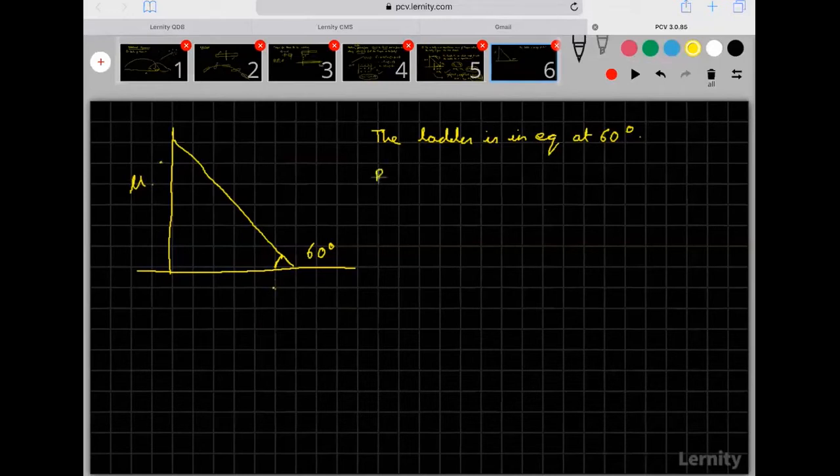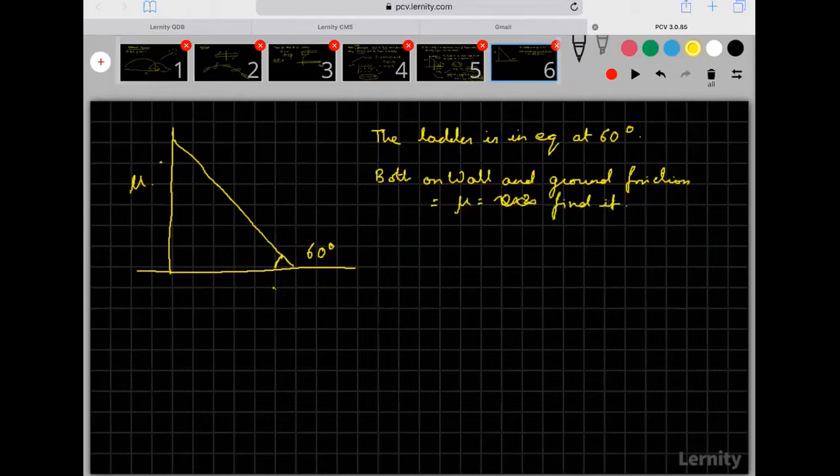Both at the ladder, both on wall and ground. Both on the ladder and the wall or ground, friction is mu. Find it, if it is stable at equilibrium, if it is in equilibrium at 60 degrees.